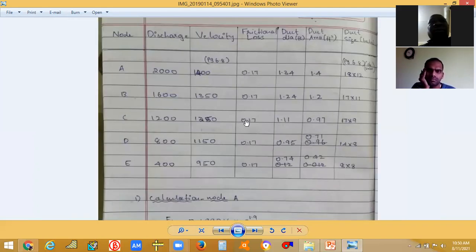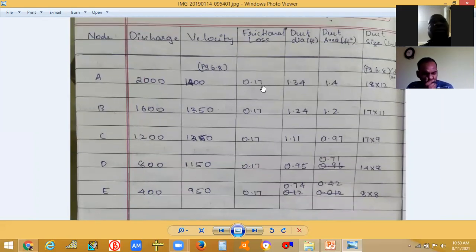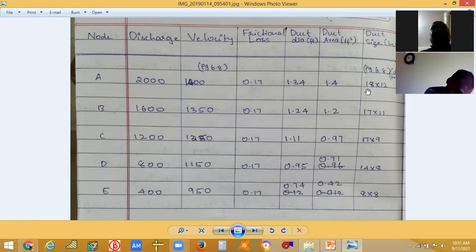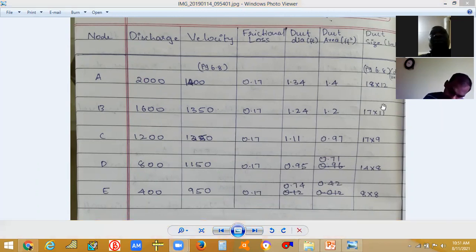Just try it out. And just see whether you are getting this 0.17 as the friction loss, duct diameter as 1.34, and duct area 1.4. If you have any doubt, you can ask me. Just try.